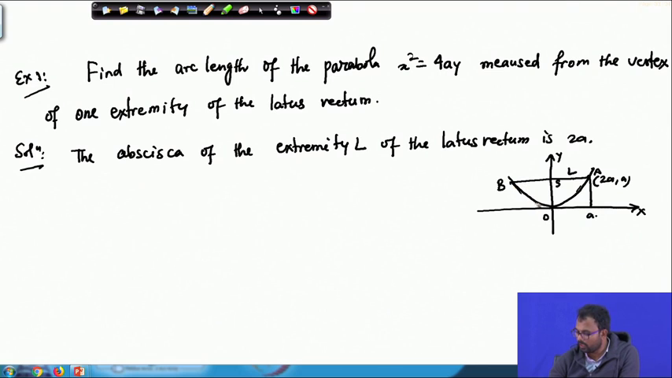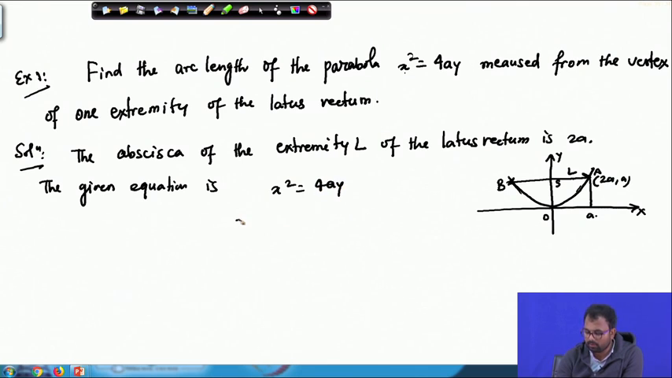So, now we have to calculate the length of the arc from this point to this point. We can see clearly that the required length will be given by, because the equation is of type x equals f of y, the given equation is x square equals 4ay. So, we can write it as y equals x square by 4a. From here our dy/dx will be 2x by 4a. So, this is basically x by 2a.